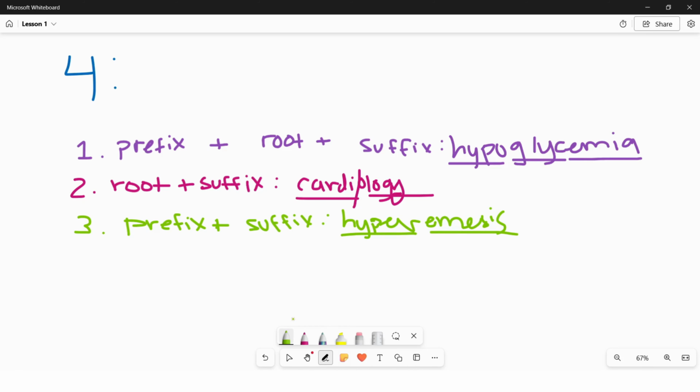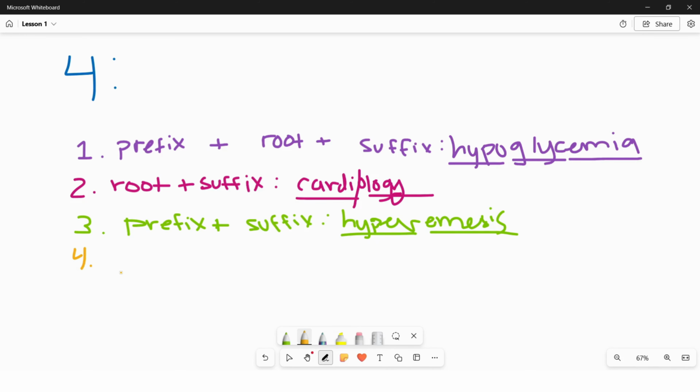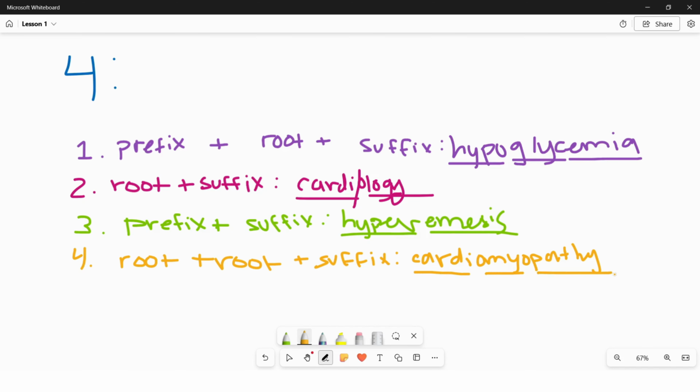All right, and then the fourth way to make a medical term would be a root and a root suffix. An example of this would be cardiomyopathy. You have the cardi, you have the myo, and the pathy, which is the suffix. All right, so now let's do some word surgery.